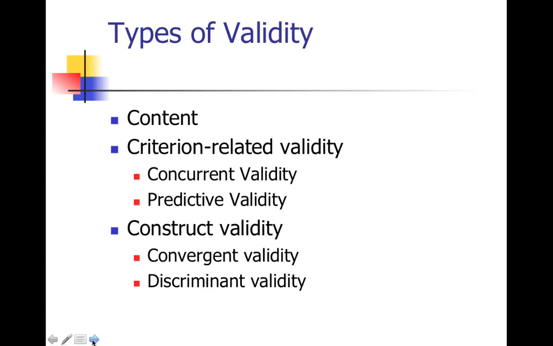There are several types of validity that I'll talk about today. Three main types and several subtypes within them. Unfortunately, lots of them start with a C, and so they're hard to differentiate between them.